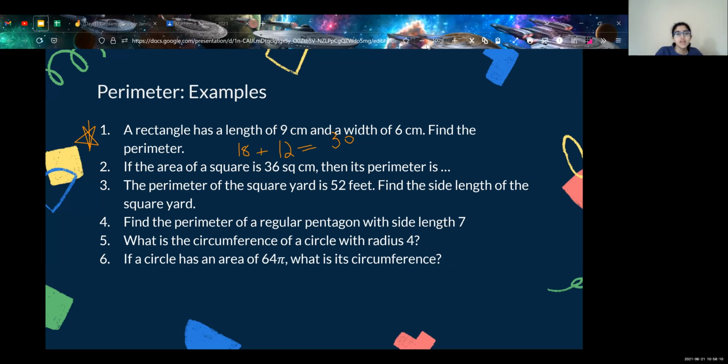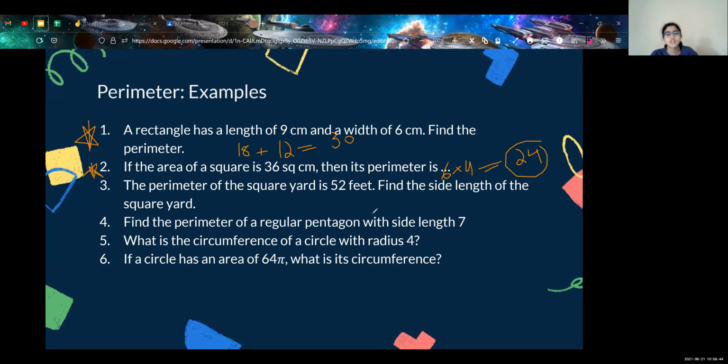Okay, so I'm just gonna start explaining this. If the area of a square is 36 square centimeters, that means the side length would be 6, right? Because the square root of 36 is 6. So then the perimeter would be 6 times 4, which is equal to 24. So the perimeter is 24. I think that's the answer I saw for most people, so yay.